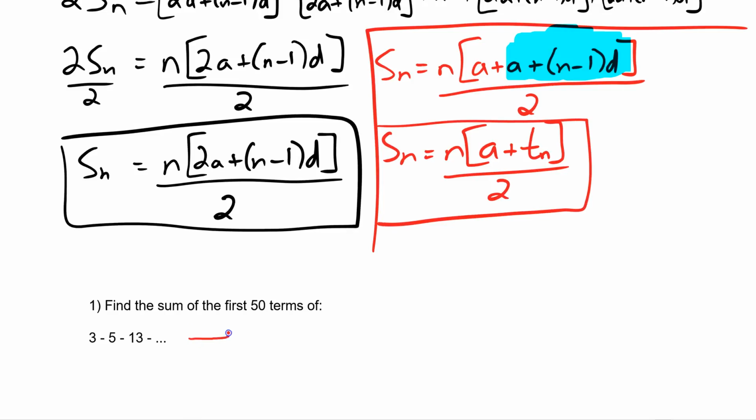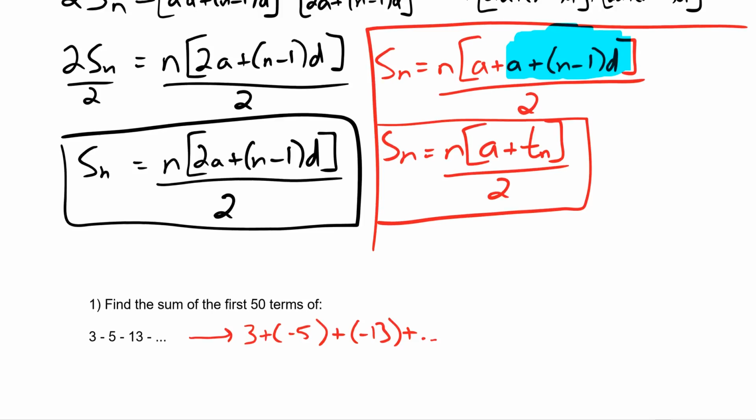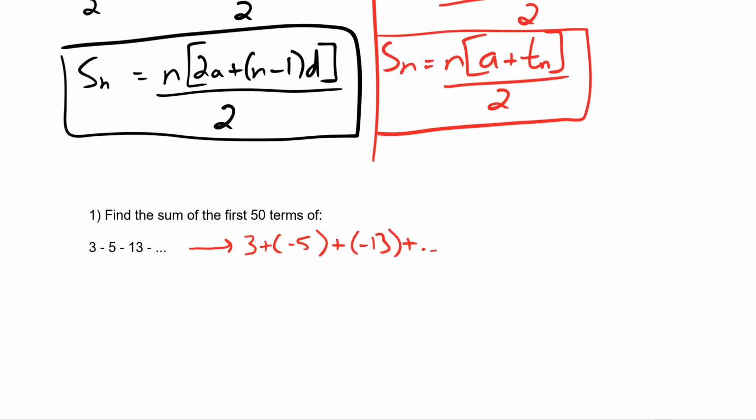So what this would actually look like, and it might be written like this sometimes, is 3 plus negative 5 plus negative 13, and so on. So all this means is that we're adding negative values. So let's see what information we can gather from this.